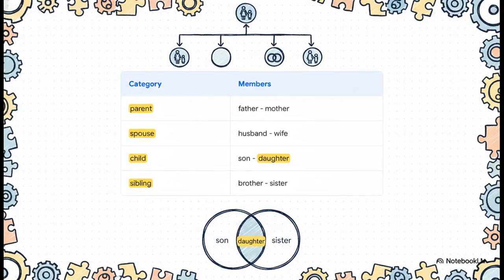And boom, here's that map laid out perfectly. I love this table. It shows you that daughter isn't just floating out there on its own. It's a specific piece of a much larger puzzle, the family system. You see, its meaning comes just as much from what it isn't. A daughter isn't a son. She's not a mother or a sister. She's defined by her relationship to all these other roles. This is literally the structure of family, laid out in words.